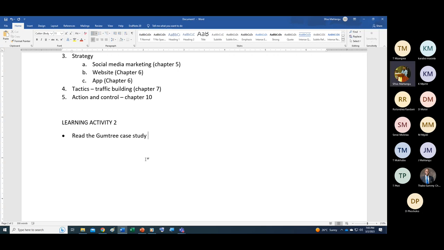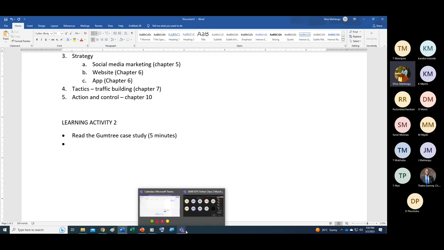So I'll give it about 5 minutes, just to read the case study, because that is just for understanding of what is happening. We are not reading to answer questions. So we're just reading for general ideas. So up until 10 past, let's quickly read that case study. Don't mind the silence. I'll also be reading the case study on my side.